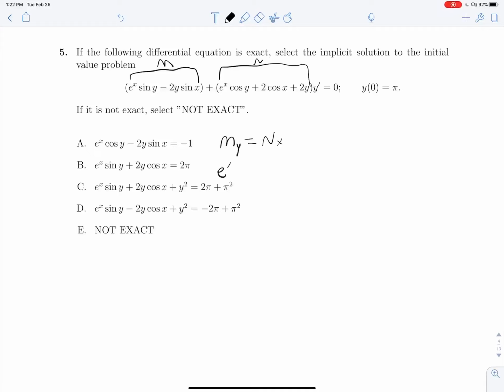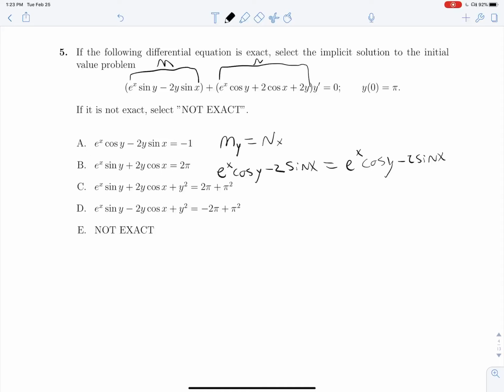That will give us e to the x cosine y minus 2 sine x, and we're checking its equality with Nx, the partial derivative of N with respect to x, which is e to the x cosine y minus 2 sine x, and then this term will disappear completely. So we are looking at an exact equation. These two sides are equal to each other.